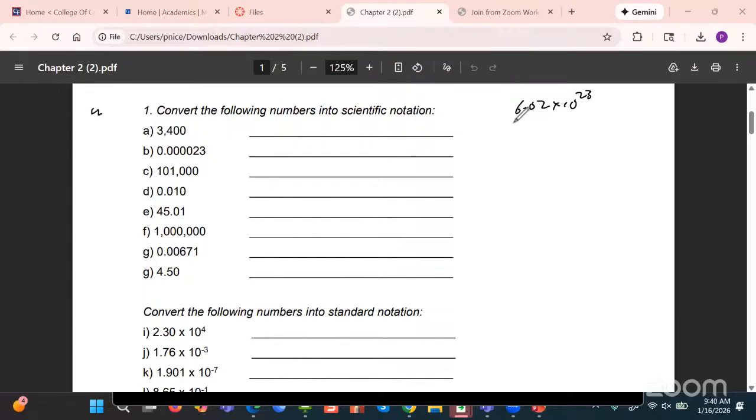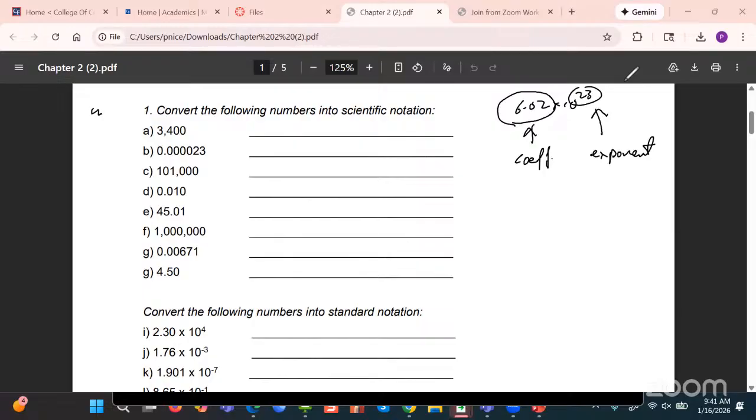You have the coefficient, this is called the coefficient, and you have this number here, which is the exponent, right? So basically, to express a number in scientific notation, you have to write down first the coefficient, then 10 raised to the exponent, right?